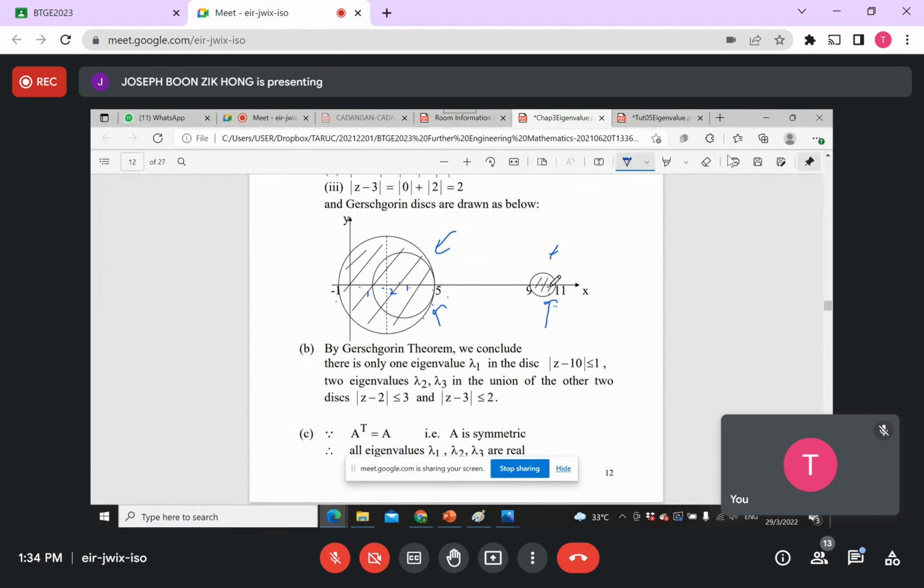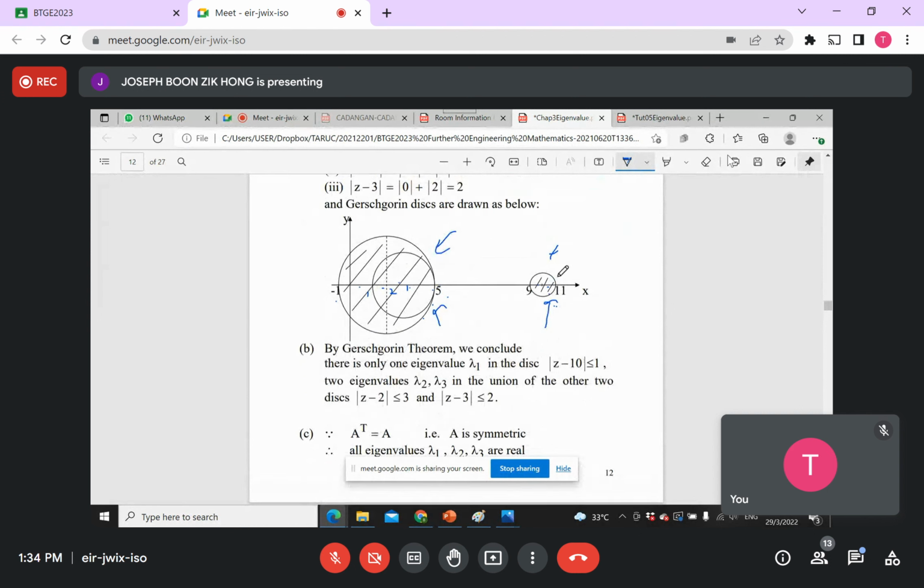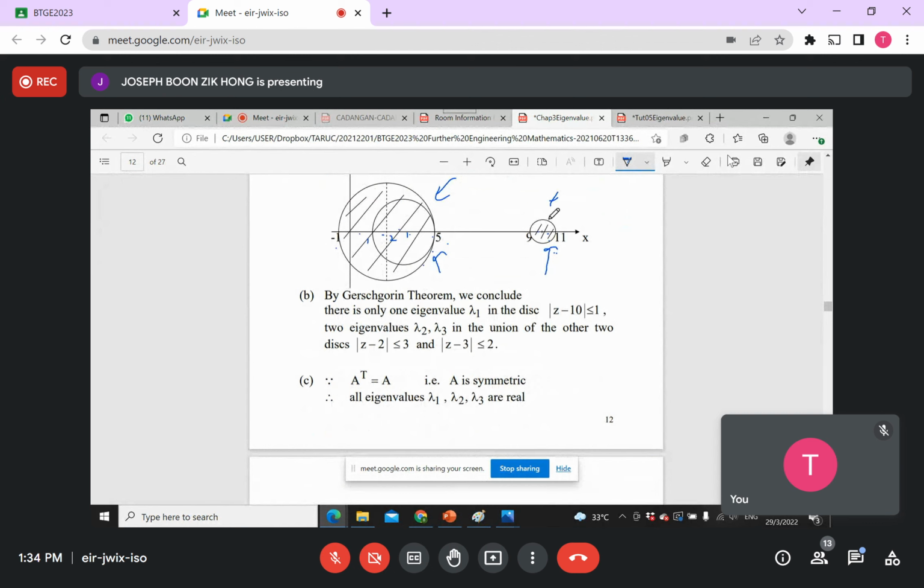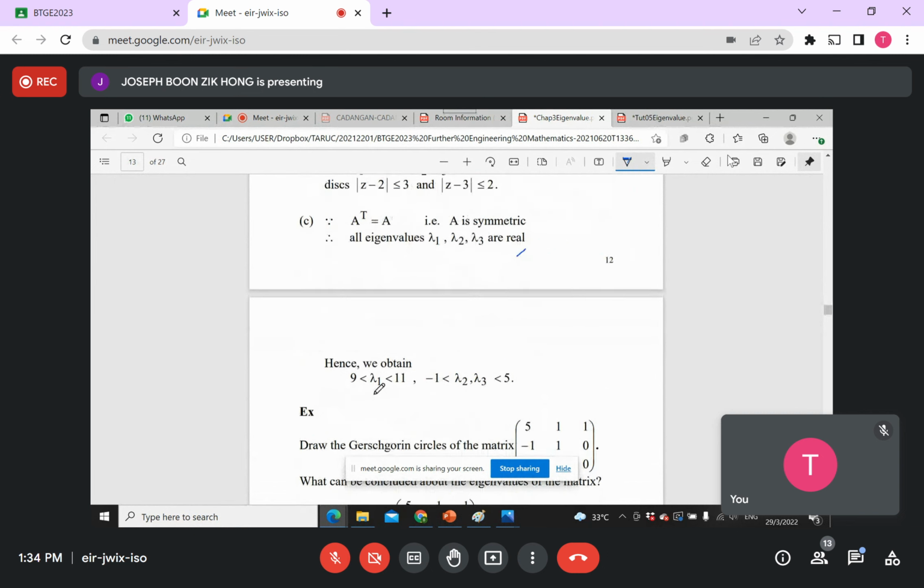We don't know exactly. But after we get the Gershgorin circles, we can conclude one is inside here and the other two are inside here. Because this one is symmetric, all the answers will be real. So the first one is between 9 and 11, the second is between -1 and 5. We cannot say it must be 10 just because it's between 9 and 11. Not necessarily. It can be 9.5, 9.3, 10.1, 10.2 as well, because a decimal is still a real number.